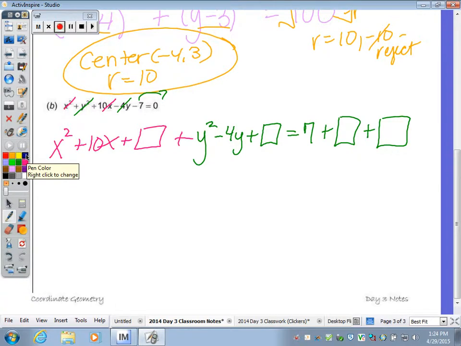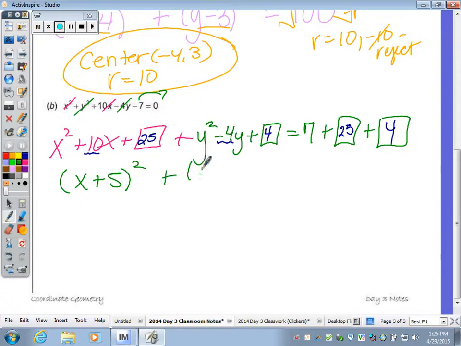All right, now to complete our perfect square trinomials, the c value in each case: half of positive 10 is 5, so 5 squared is 25. Half of negative 4 is negative 2. Negative 2 squared is 4. So I've now filled in all of the placeholders or boxes. So now I'm going to factor each trinomial. This is (x + 5)², as 5 plus 5 is 10, and 5 squared is 25. The next one is going to be (y − 2)², as negative 2 plus negative 2 is negative 4, and negative 2 squared is 4.